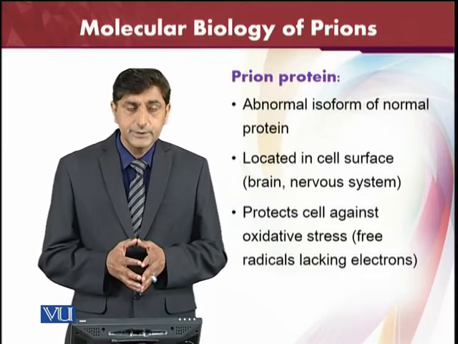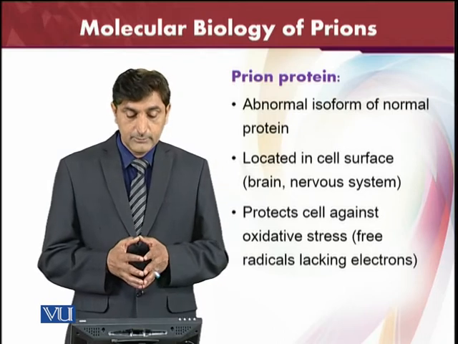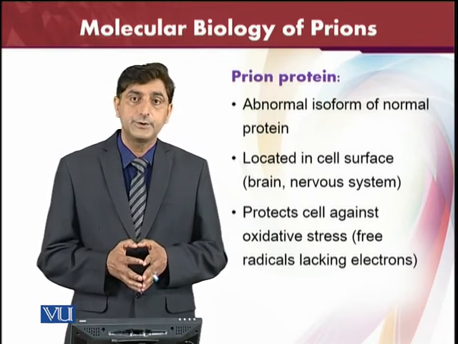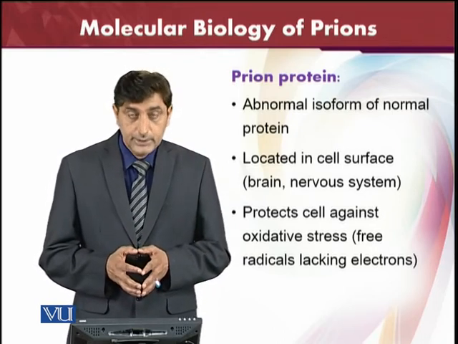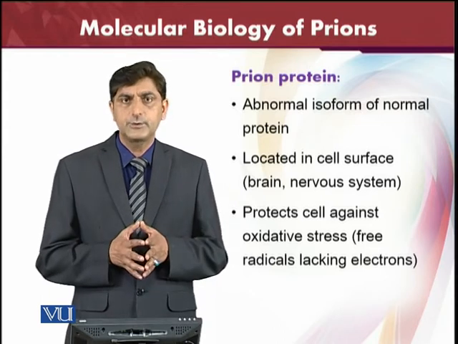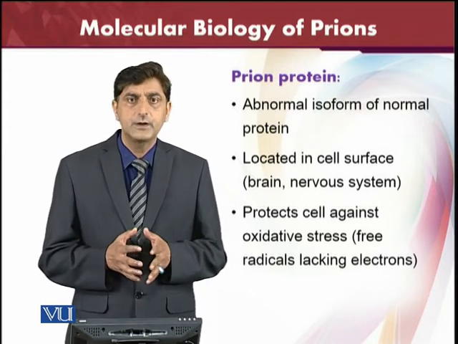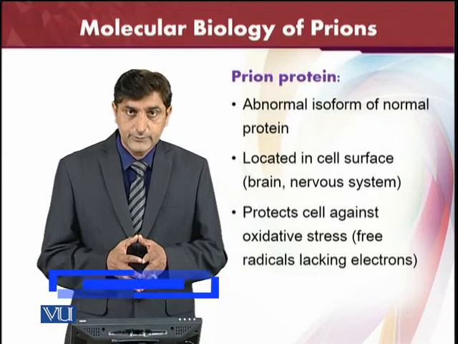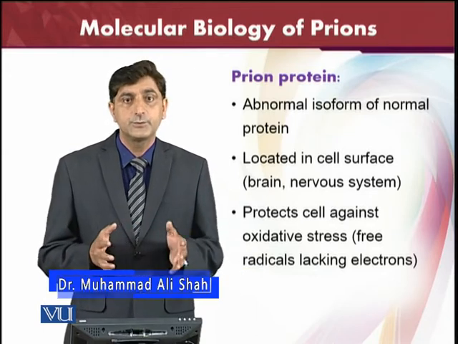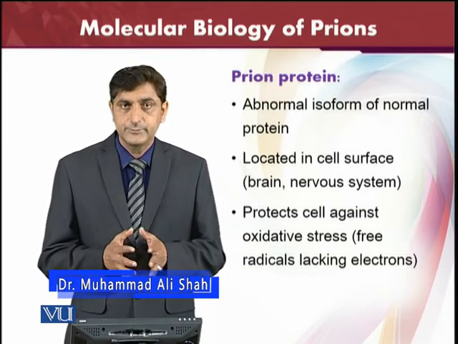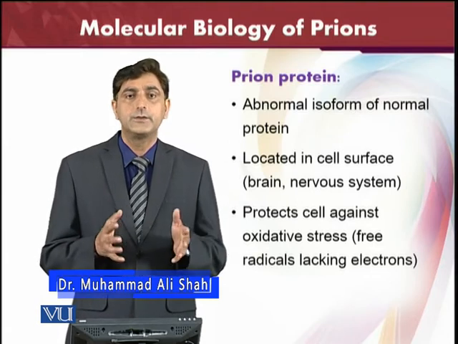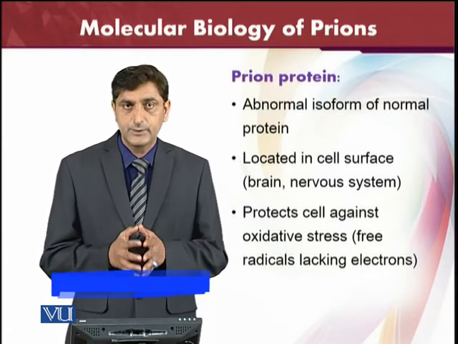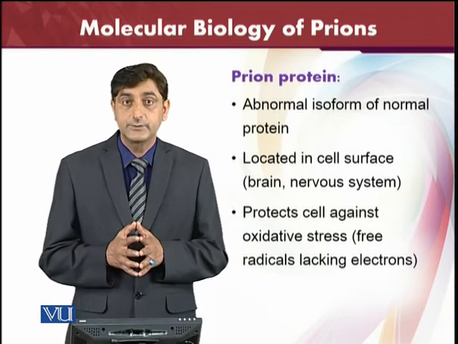So prion proteins are the abnormal isoform of the normal proteins, located in the cell surface. Which kind of cells? Of course, the brain or the nervous tissue cells. So whenever the disease is caused by them, it will cause harm to the nervous system and to the brain.